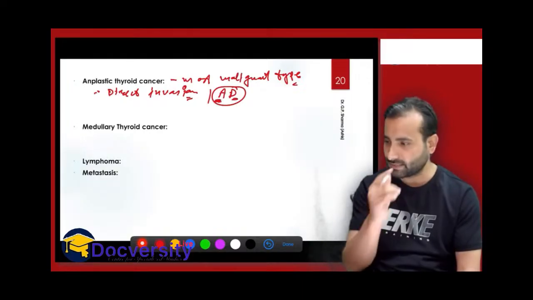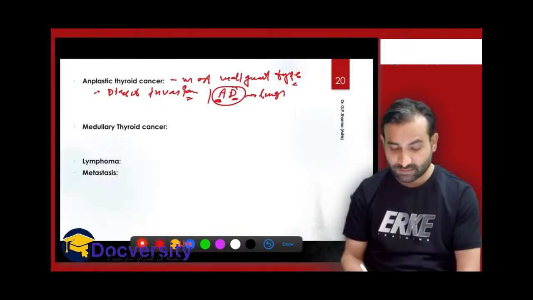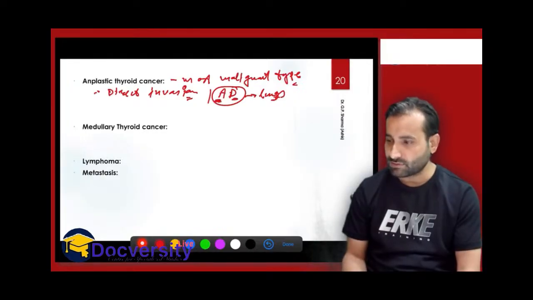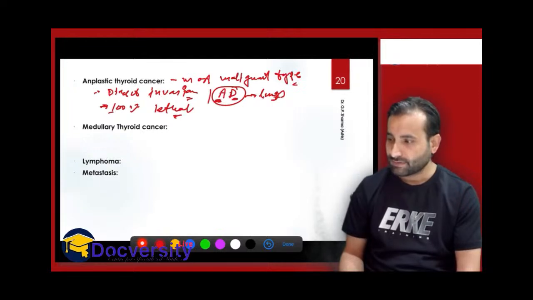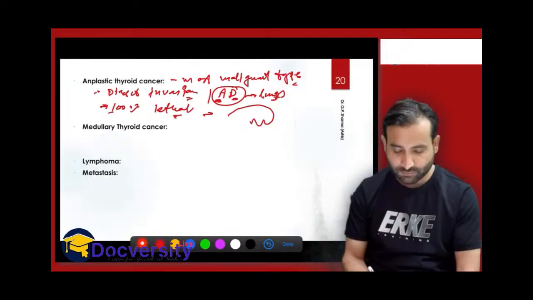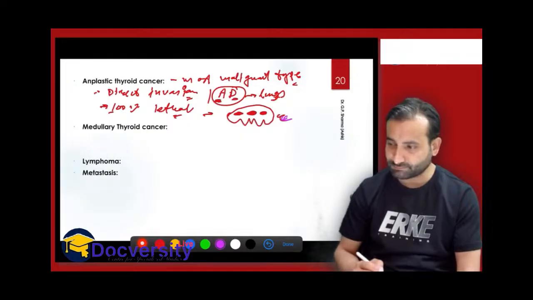This type of metastasis it has, and most commonly it metastasizes to the lungs. So please remember this one. And it is 100% lethal. So it is a very dangerous subtype, and it will show the osteoclast-like multinucleated giant cells. Okay, so this is the hallmark of this anaplastic type. So hope you remember, right?